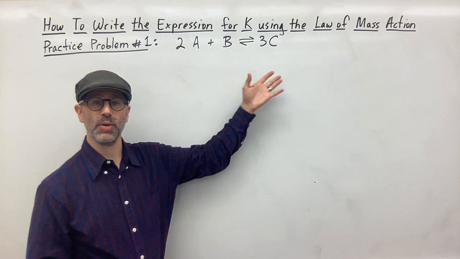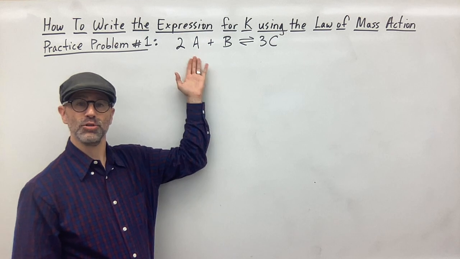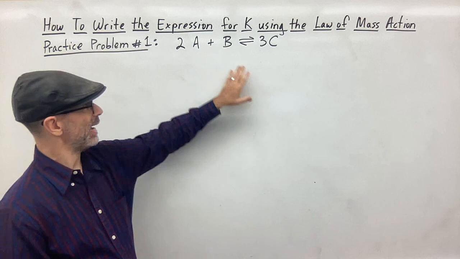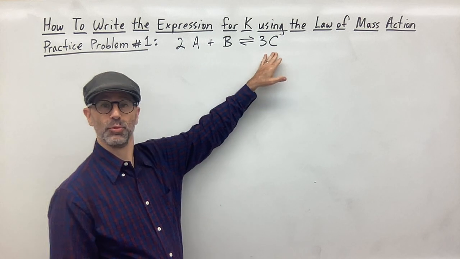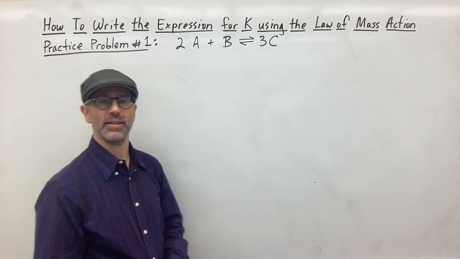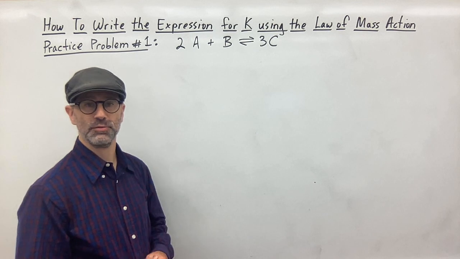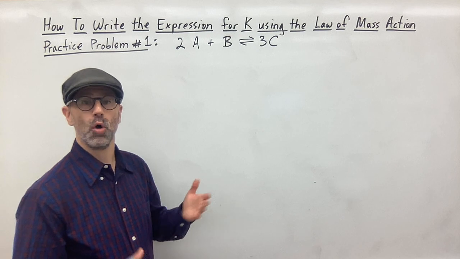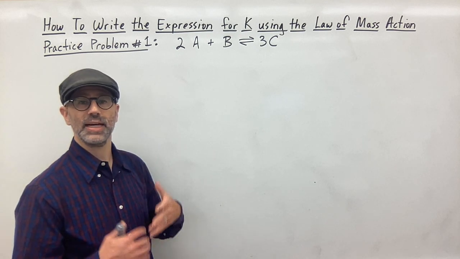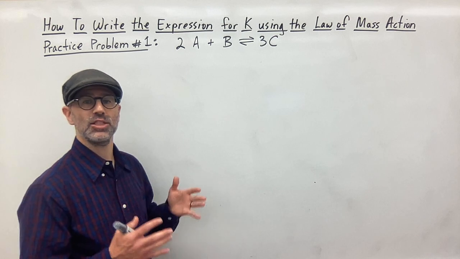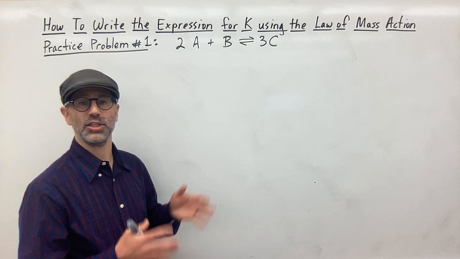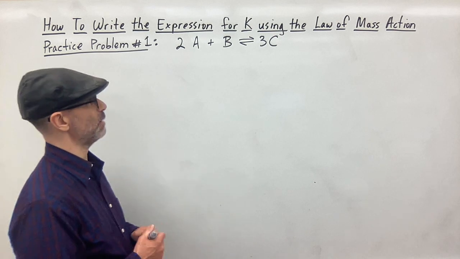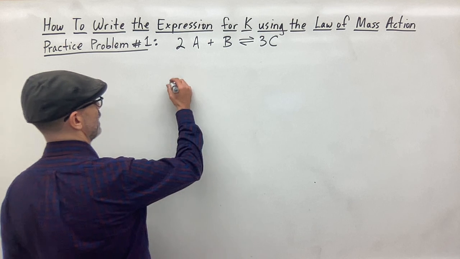So here's a generic equation. We have two of A, whatever substance A is, plus one of substance B, and that's in equilibrium with the product of three C's. So how do we write the expression for the equilibrium constant for this reaction? Well, the thing you've got to remember is it's going to be basically products over reactants. So it's going to be the concentration of products over reactants, and each product and each reactant is going to be raised to the power of its coefficient. So what does that mean? Let's go ahead and get started.